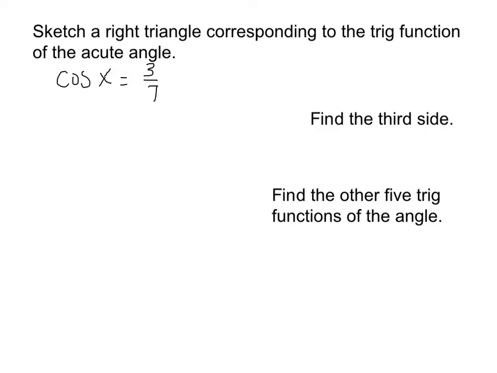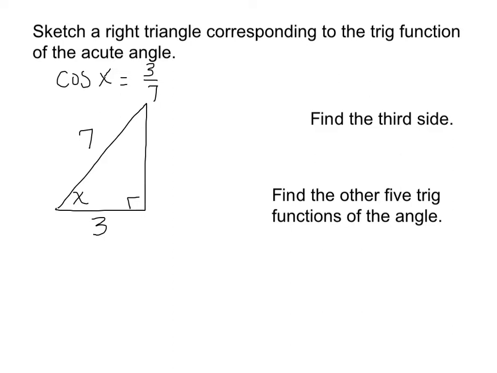So the first thing we want to do is sketch a right triangle corresponding to the trig function. I'm going to sketch a right triangle, and I'm going to call this angle x just because it's convenient. And I know that the cosine of that angle is 3 over 7. Well, we know from our ratios that it is adjacent over hypotenuse. So we've sketched a right triangle and used the ratio to label the sides in the correct ratio, and now we need to find the third side.